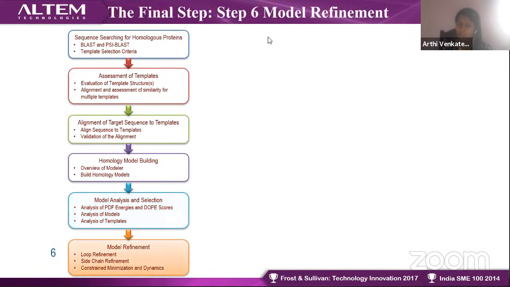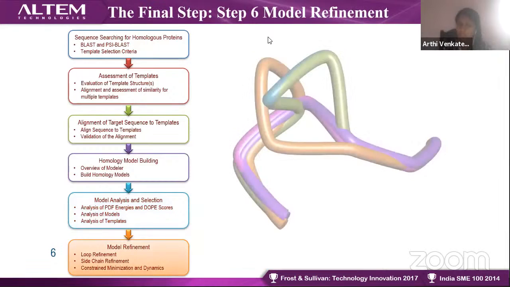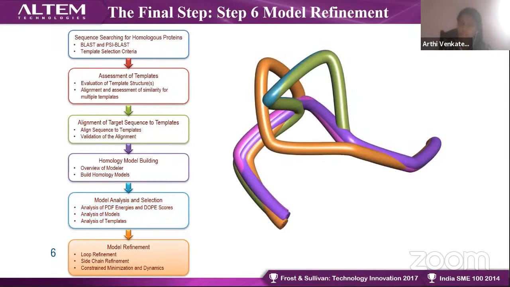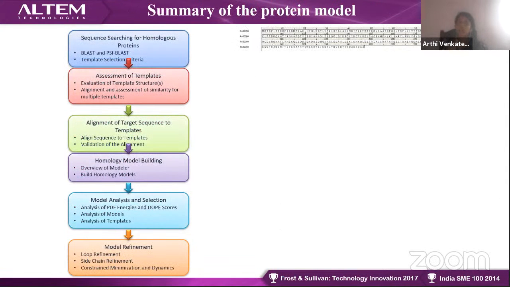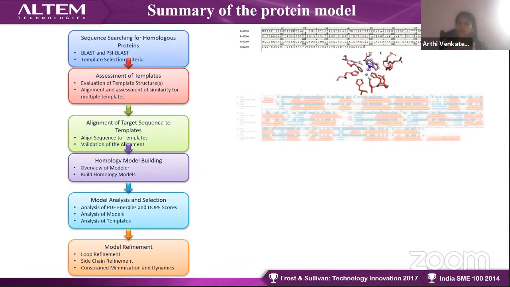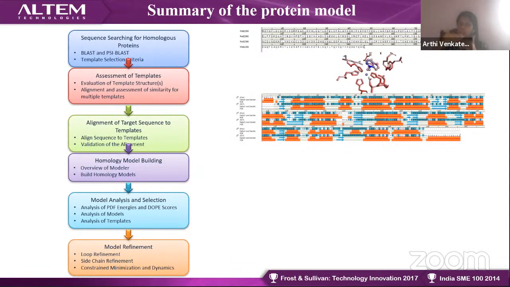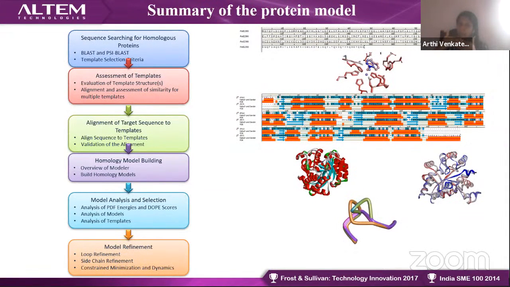Coming to model refinement, apart from loop refinement, you can do side chain refinement as well as constraint minimization and dynamics. Constraint minimization and dynamics can be done on the modeled structure itself. I'll be summarizing the protein model. Say, for example, you have your sequence and you need to go for alignment. Once you have aligned your structure, you have predicted your homology model. Once you have modeled your structure, you will go for model refinement.